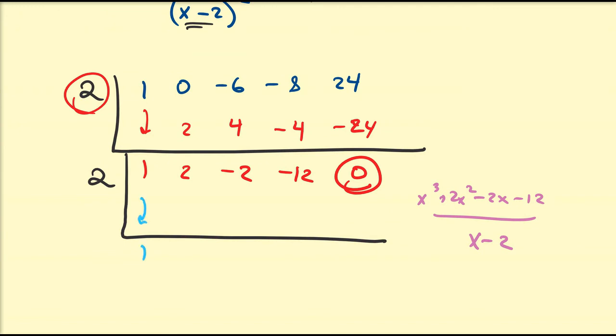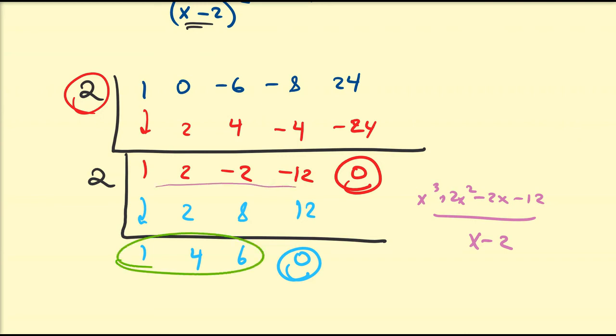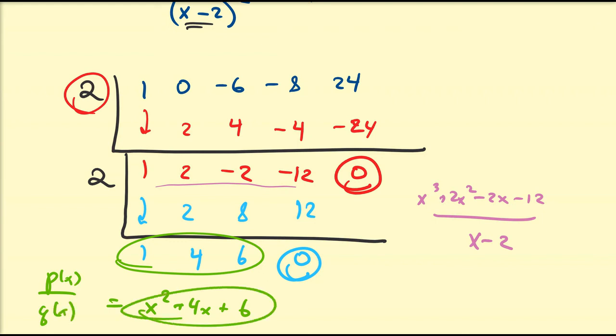So I'm going to bring my 1 down, and 2 times 1 is 2, 2 plus 2 is 4, 2 times 4 is 8, 8 plus negative 2 is 6, 2 times 6 is 12, and 12 plus negative 12 is going to give us 0. So again, this was our degree 3, therefore these are the coefficients of my degree 2, which is just x squared plus 4x plus 6. So that is what my original problem, p of x over q of x, is equal to, which is pretty nice.